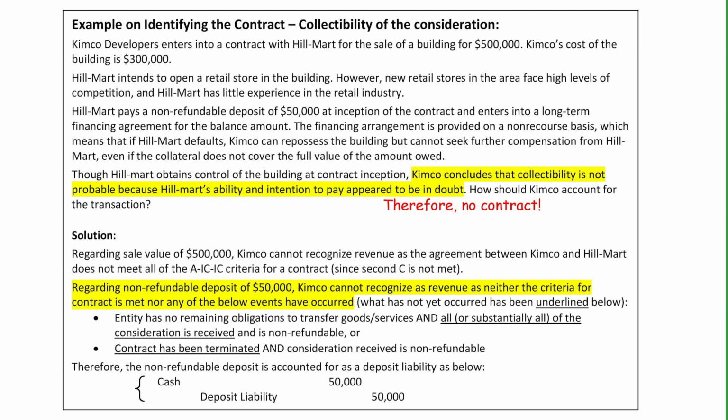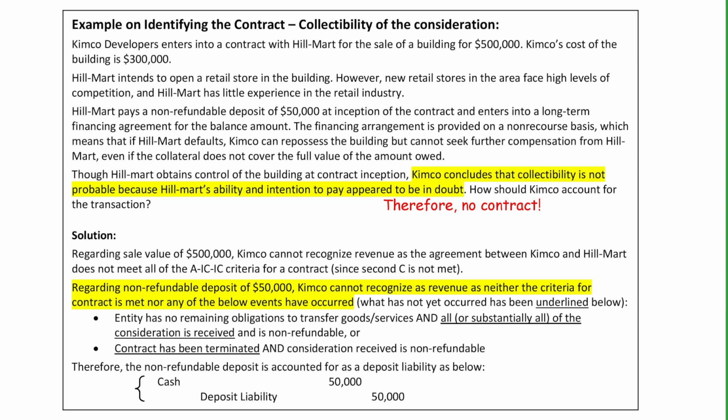Even the second condition or the second situation, look at this. Contract has been terminated? No, the contract is not yet terminated. It's still on. Hillmart still has not given up. The second part of the second condition is and consideration received is non-refundable. Well, that's true because the $50,000 that Kimco has received is non-refundable. But of course, this event has not occurred because the contract is still on, not yet been terminated.